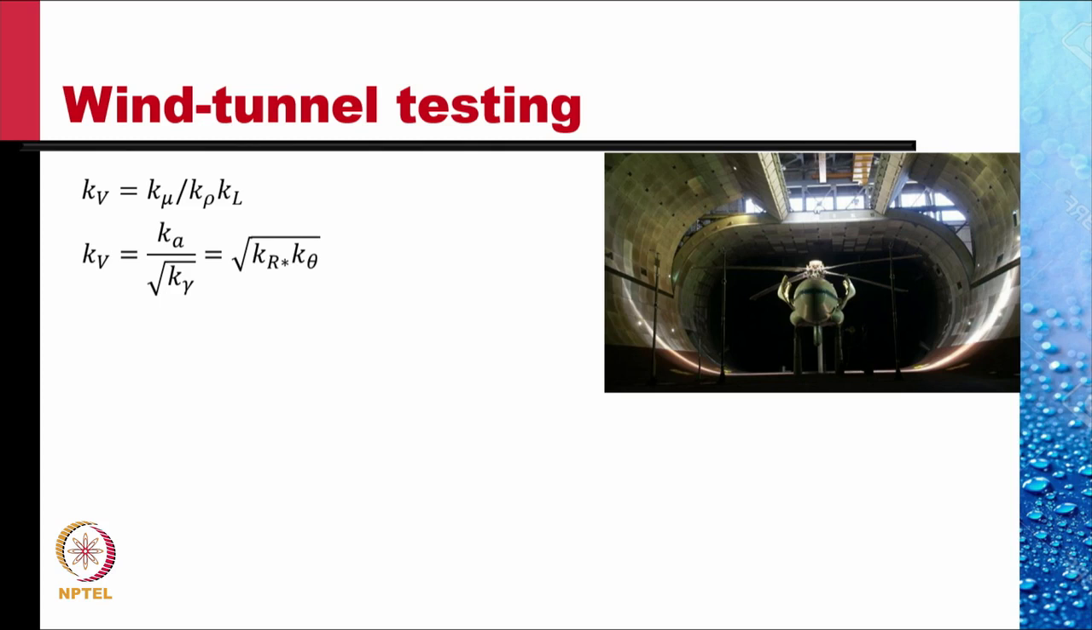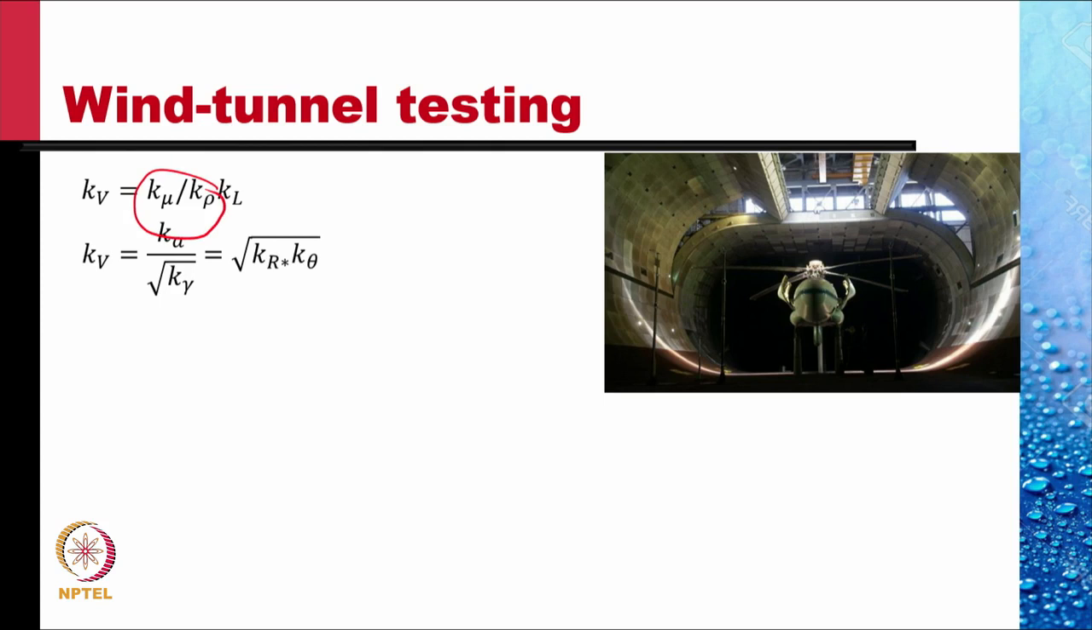And if K is 1, then the first relation dictates that Kl must be 1. So this rules out the possibility of testing a scaled model in the wind tunnel using normal atmospheric air. Is there a way out? Yes, there is a way out if we could modify K mu divided by K rho.